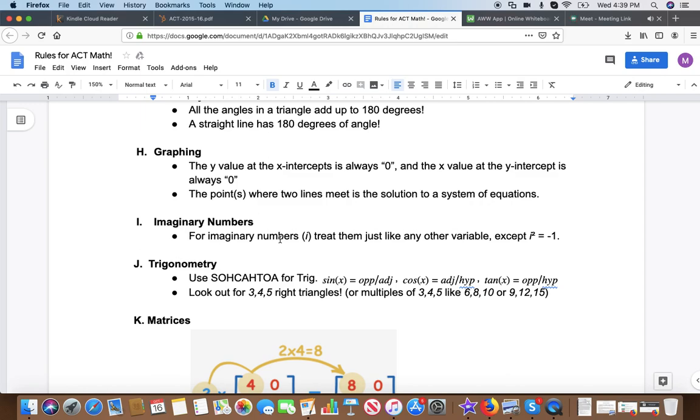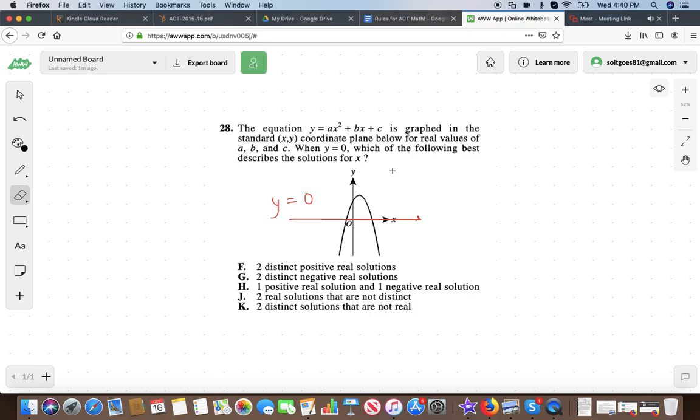And the same thing, the x value on the y-axis, or the y-intercept, is also always 0. That's just the x value has to be that case. And then I think the second bullet point here is going to be relevant too. Go and read that second bullet point. The points where two lines meet is the solution to a system of equations. Okay, and we've got basically two equations meeting here, two lines in this question, and that's going to be the solution.